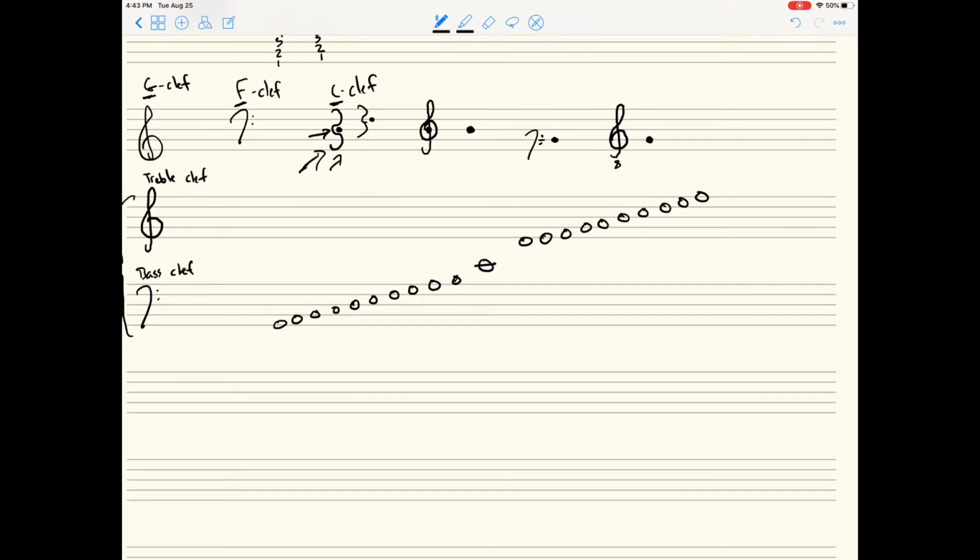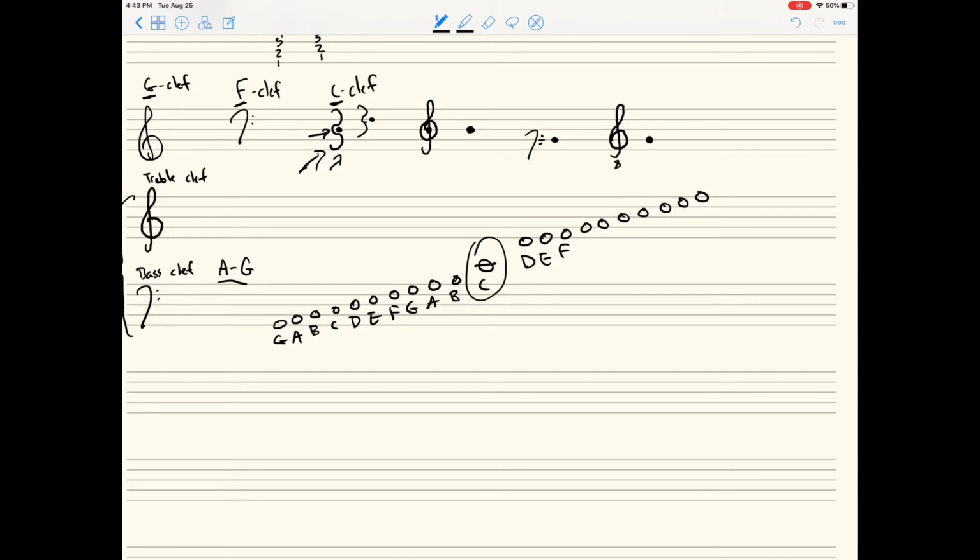Now you probably already know this, but just in case. This is our musical alphabet, A to G. There's no H, no I, there's no Z. A, B, C, D, E, F, G. So as we go up, line, space, line, we're just going up through the musical alphabet and we keep restarting. This is middle C, by the way.